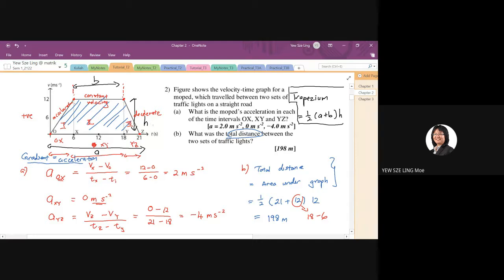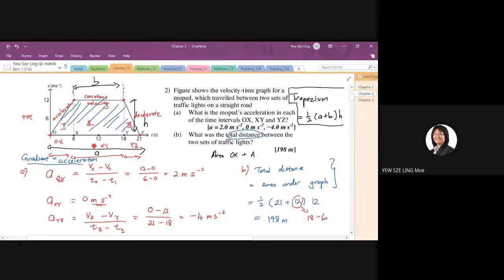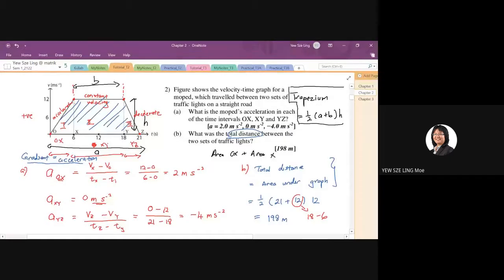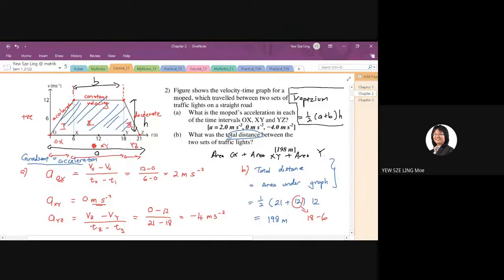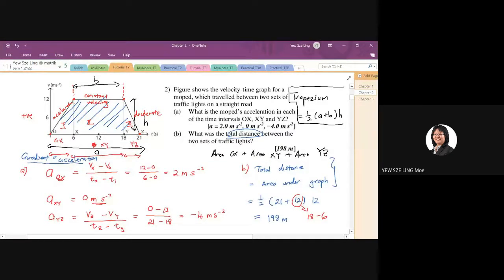Now, sometimes in the exam, if you forgot how to calculate the area of a trapezium, what should you do? You can calculate it as 2 triangles plus 1 rectangle. You can use area OX plus area XY plus area YZ. Nothing wrong with that. So you can calculate them as 2 triangles plus a rectangle, or you can straight away apply the equation for trapeziums to get the area under the graph.